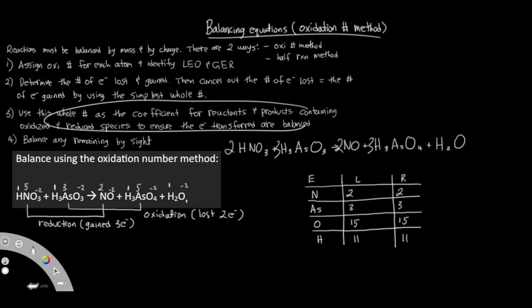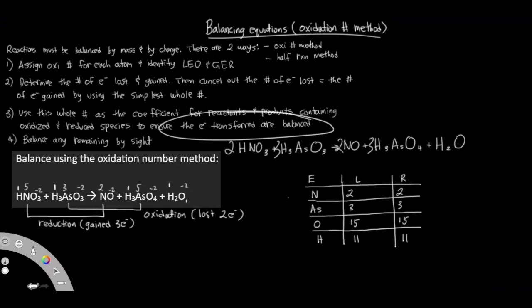We've pretty much done number 3 here, right? We use that whole number as a coefficient. And then we try to ensure all the electrons that were transferred are balanced, and it seems like we've actually done that. Okay, so we could actually just omit step number 4. Okay, step number 4 is saying balance any remaining by site.